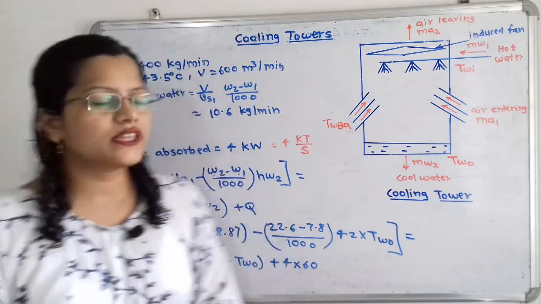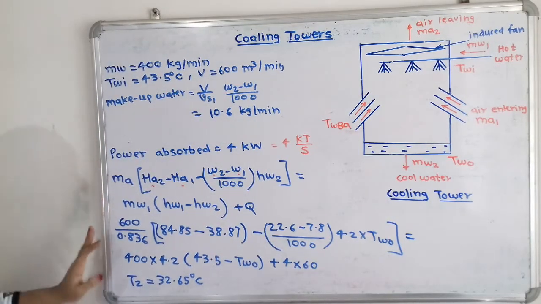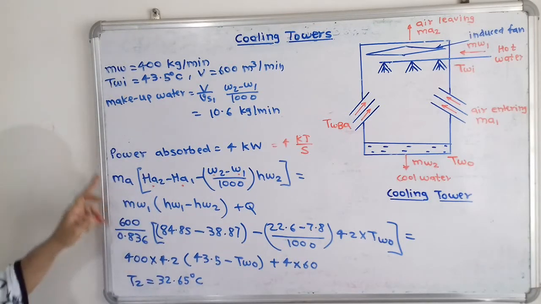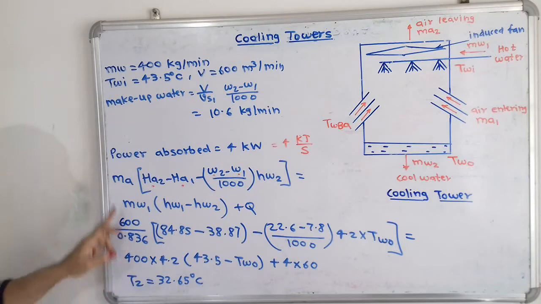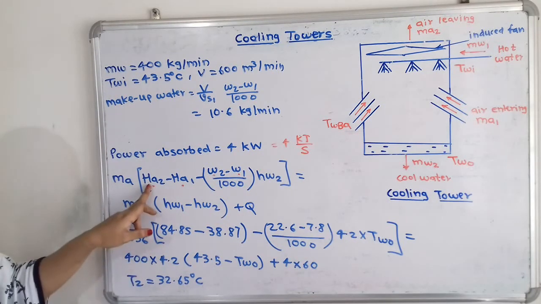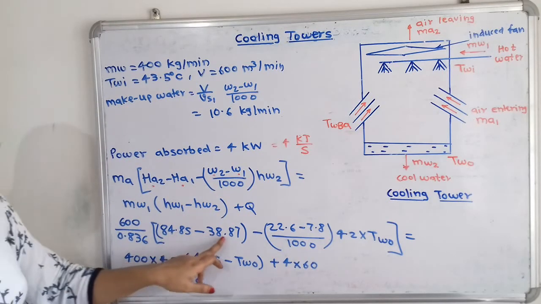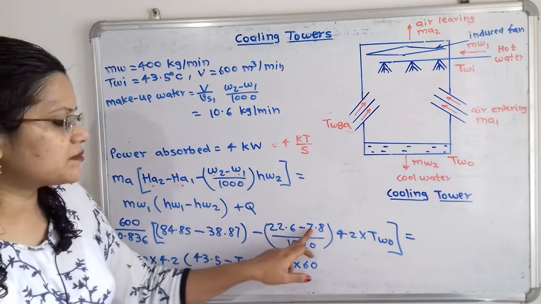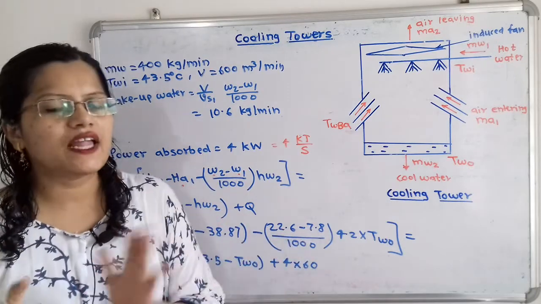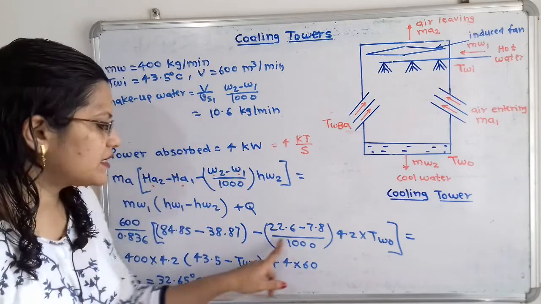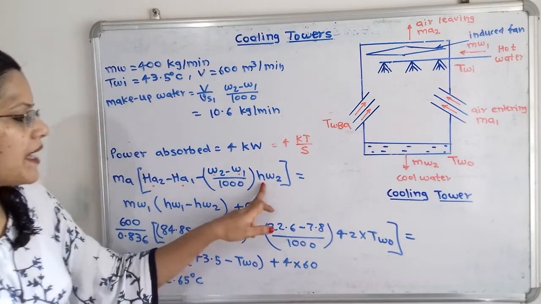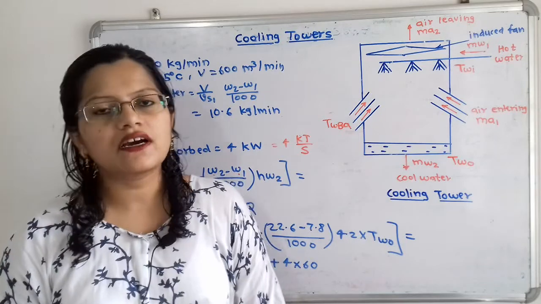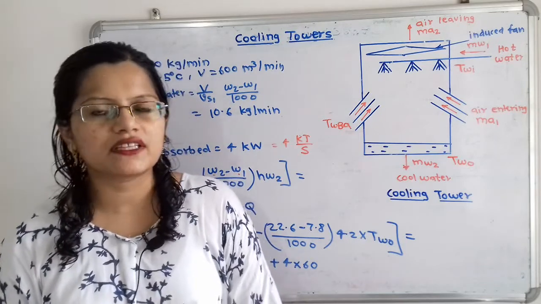Now we will put all the values. So if we observe here, we will put the mass of air, that is V by Vs1. So V is given 600 divided by specific volume of air 0.836. Now this enthalpy 84.85 minus 38.87, minus we will take specific humidity 22.6 minus 7.8. Now this value is given in gram per kilogram, so we will divide here by 1000, multiplied by HW2. That is the enthalpy of water leaving the tower.